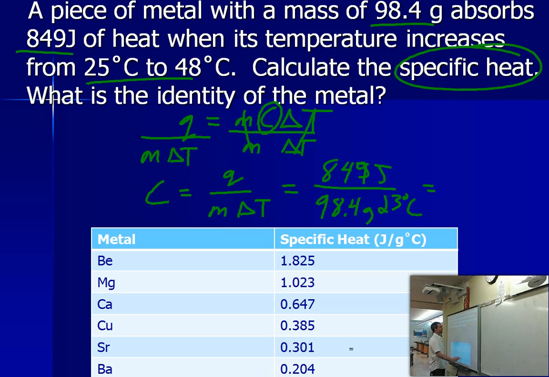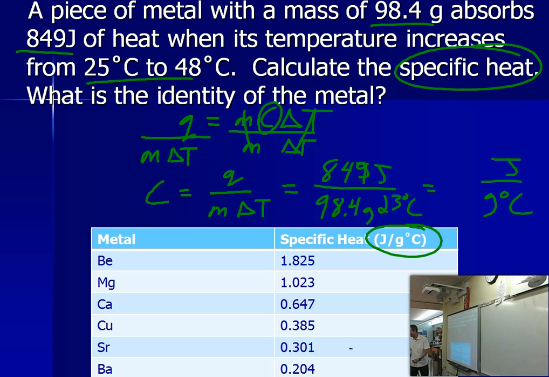Okay. Notice in terms of my units, nothing cancels, because joules and grams are different. Joules and degrees Celsius are different. So my units are joules per gram degrees Celsius. 3 things, but that's what specific heat is, right? It is the energy required to raise the temperature of 1 gram of a substance 1 degree Celsius.